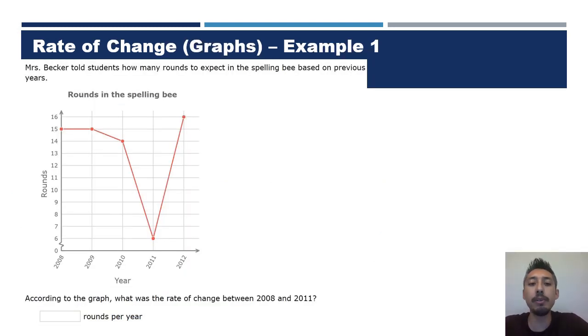We are going to be doing something very similar, but this time we're going to do it with graphs. This problem says, Ms. Becker told students how many rounds to expect in the spelling bee based on previous years. Then we have a graph, and then the question says, according to the graph, what was the rate of change between 2008 and 2011? So again, we are looking for the rate of change, and then they give us the 2 years that we're looking for, 2008 and 2011.